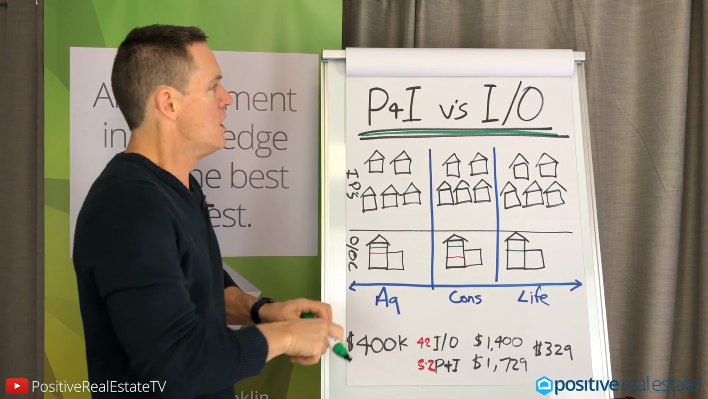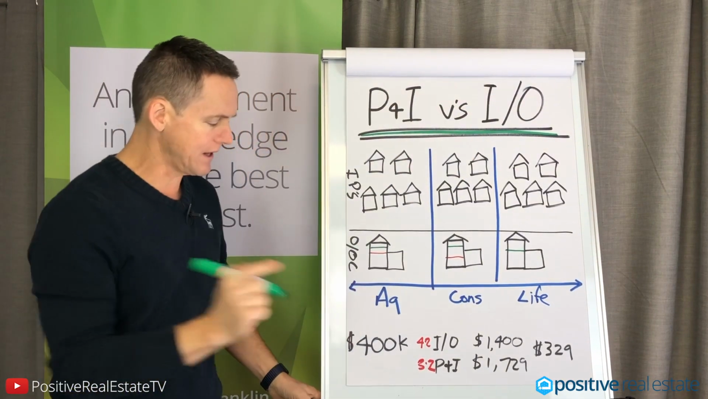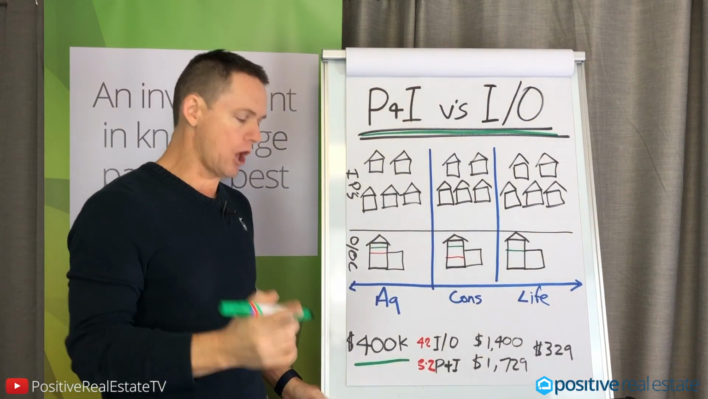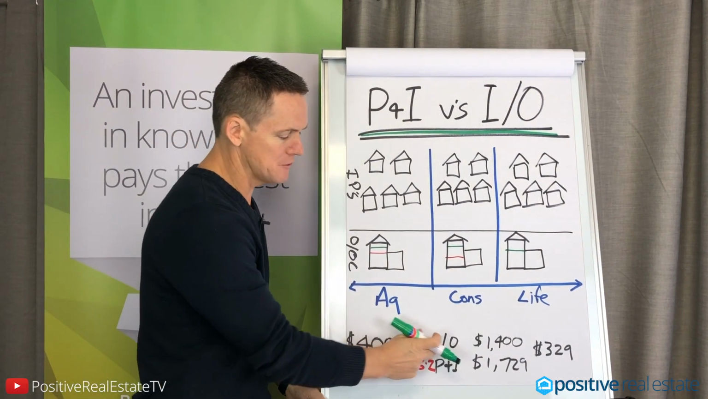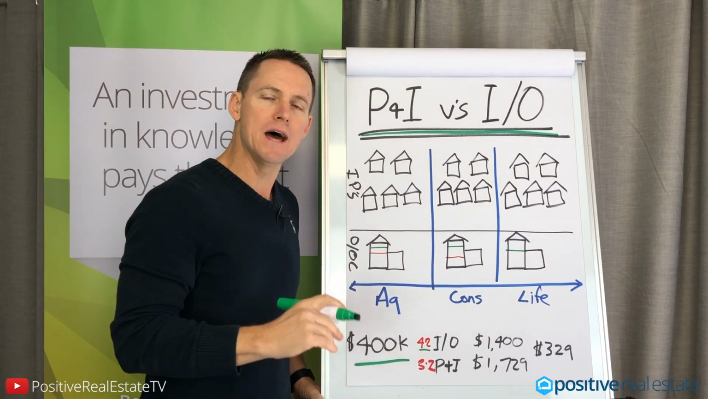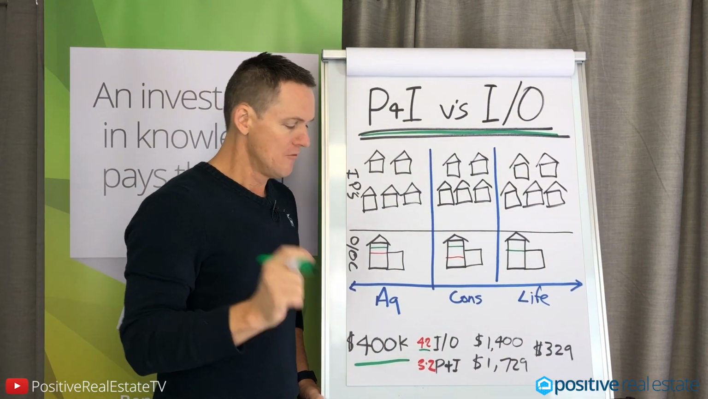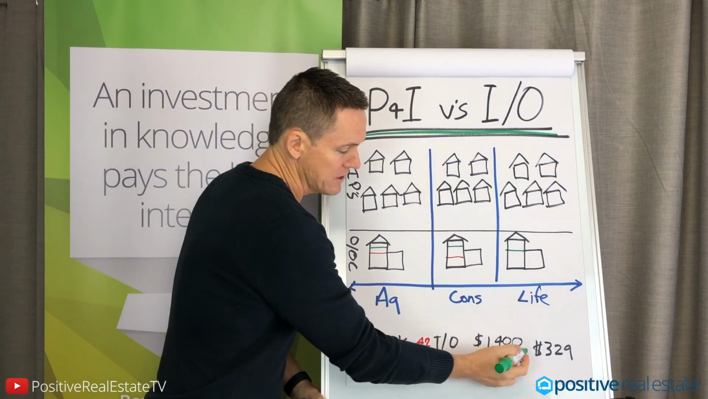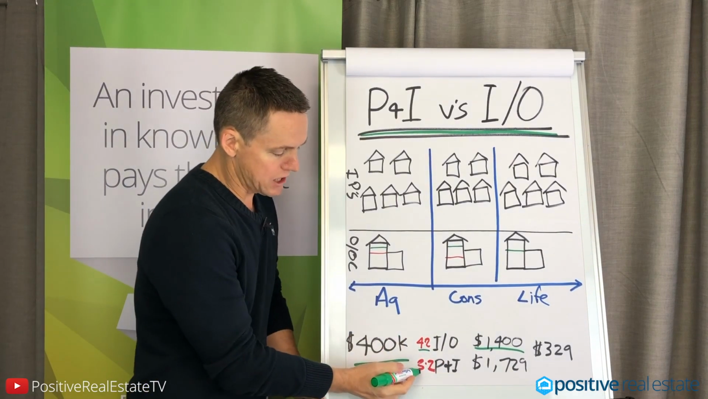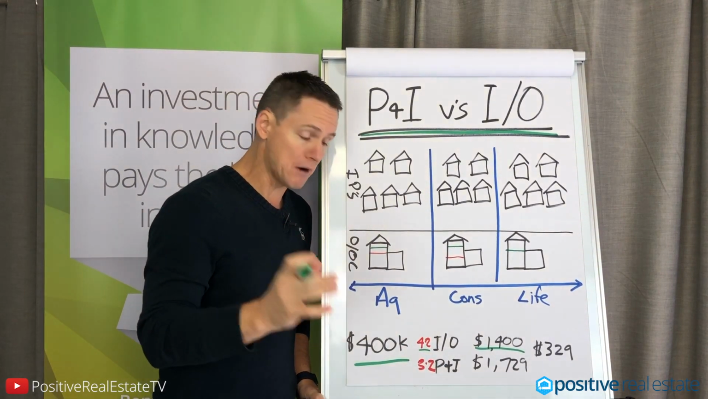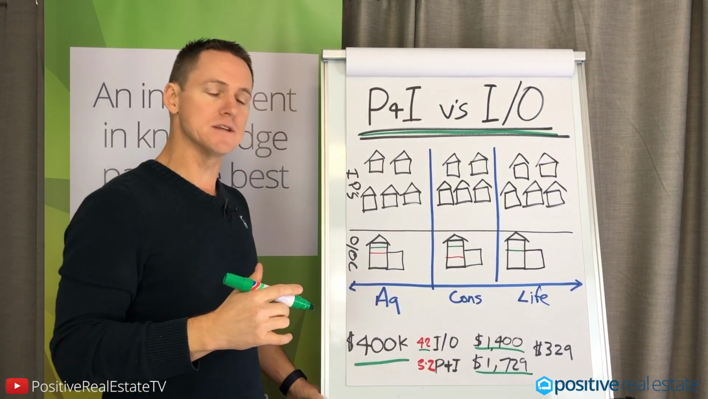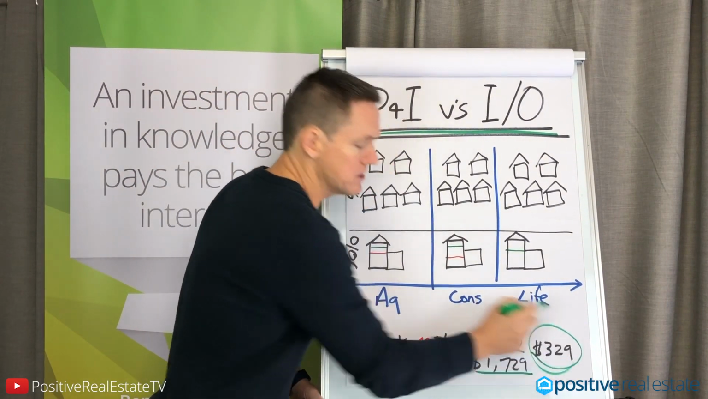But let's talk about principal and interest versus interest only. And let's just kick off the conversation with this little bit at the bottom. If you had a $400,000 loan on an interest-only loan, and at the moment you can get an interest-only loan at about 4.2%, okay? 4.2% for 400K is $1,400 a month. Now, principal and interest, and you can get a good interest rate at about 3.2%, would be $1,729 a month. So the difference is $329.